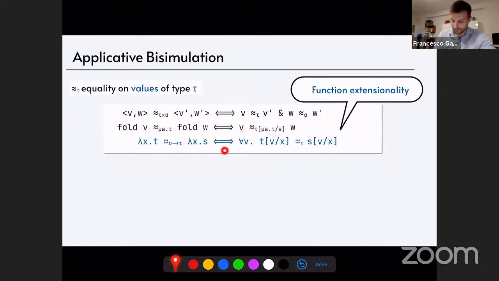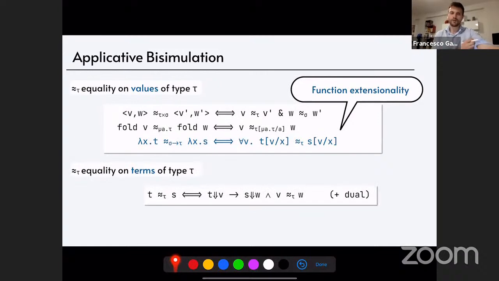The really interesting clause is the one here for lambda abstractions, which are just functions essentially. And what applicative bisimulation tells us is that functions are equivalent if they are so mathematically. And mathematically, two functions are equivalent if we have function extensionality, which means that we pass them an input and we obtain equivalent outputs, which is given exactly by these conditions here.